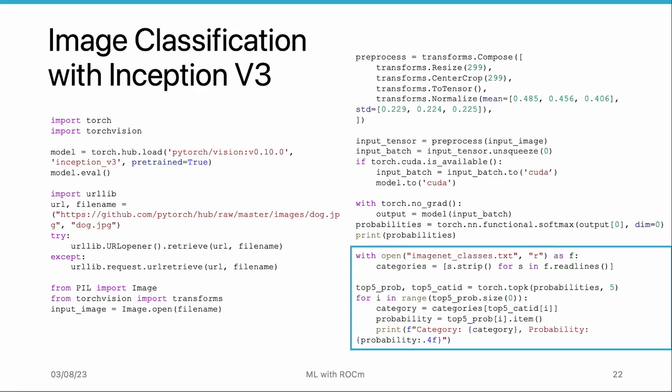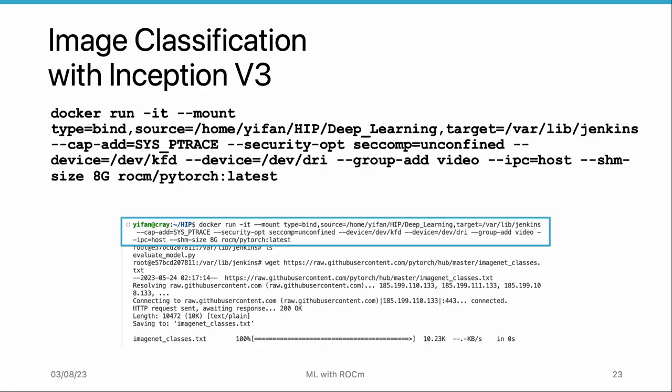During each iteration, we retrieve the category label associated with the predicted class index and the probability value. By printing this information, we can obtain a human-readable summary of the model's predictions, showcasing the top predicted classes and their probabilities. Now we need to run the Python script within a Docker container.